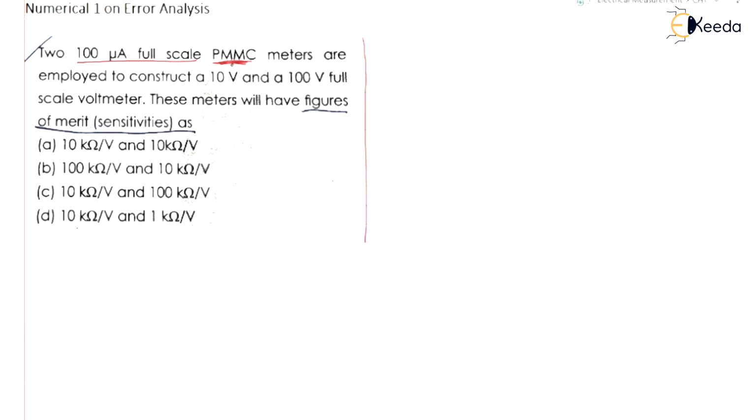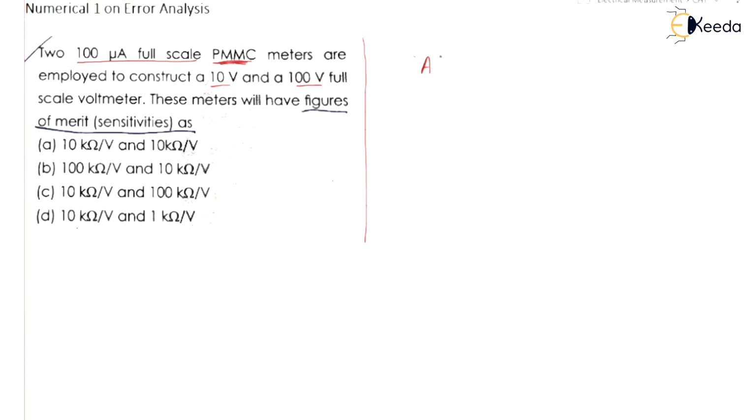Next, they are employed to construct 10 volt and 100 volt full scale voltmeters. Means we need to convert the basic meter into a voltmeter. The first voltmeter has a full scale voltage reading of 10 volt, and the second voltmeter has a full scale voltage range of 100 volt. These meters will have figures of merit, that is nothing but the sensitivities, and they have given 4 options. So here first of all note the given data.